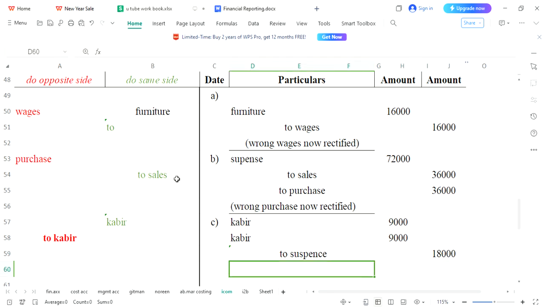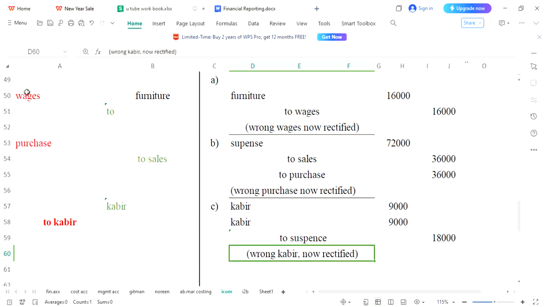side. Here again, wrong Kabir, now rectified. So guys, in this way our three entries have been completed. Now just putting a bottom line after it and see what next entry we have.